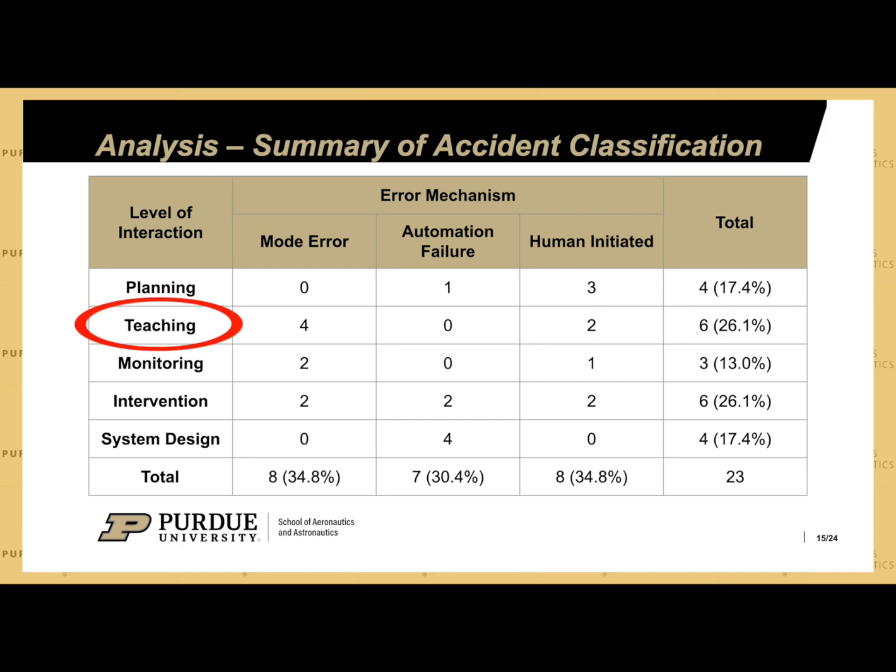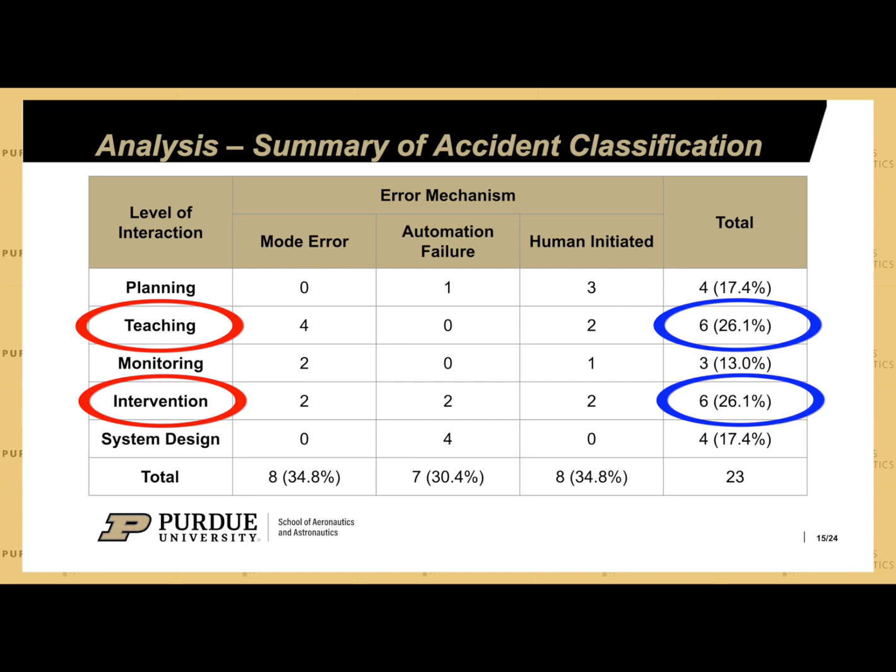As you can see, teaching is strongly tied to mode error, which makes sense because pilots' misunderstanding of automation mode is most likely the result of incorrectly configuring automation during the teaching phase. Similarly, automation failure most likely happened during the system design phase, as it is usually a result of faulty system design. In terms of the overall trend for the level of interaction, teaching and intervention had the highest number, followed by planning and system design.